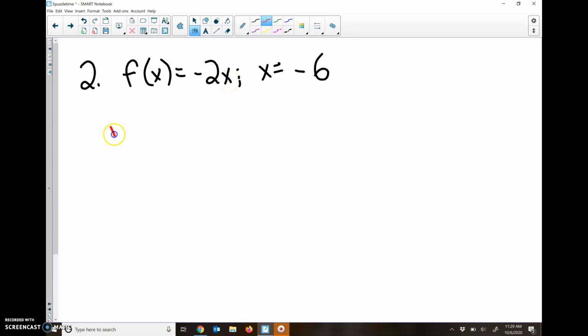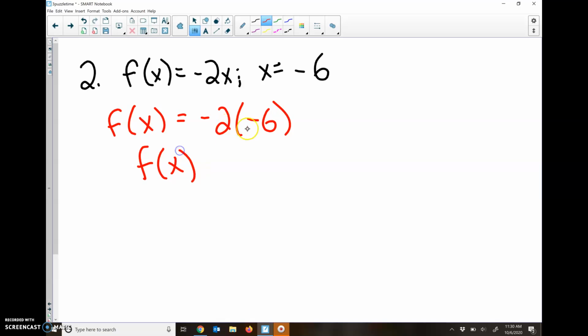x is negative 6. So now when I write this, f of x equals negative 2, and then instead of x, it told me it was negative 6. So f of x equals negative 2 times a negative 6, which is 12. So f of x equals 12.